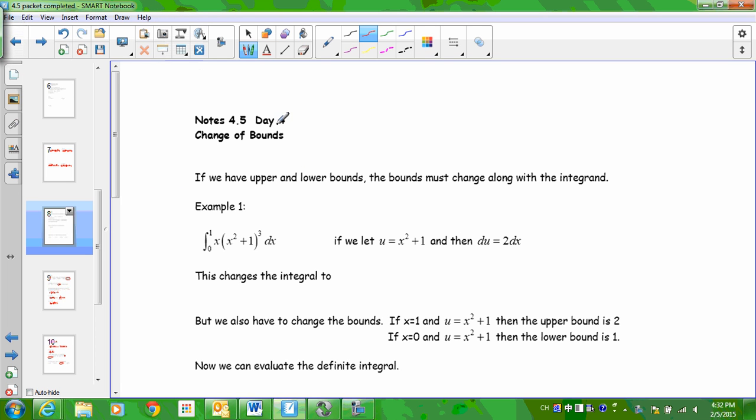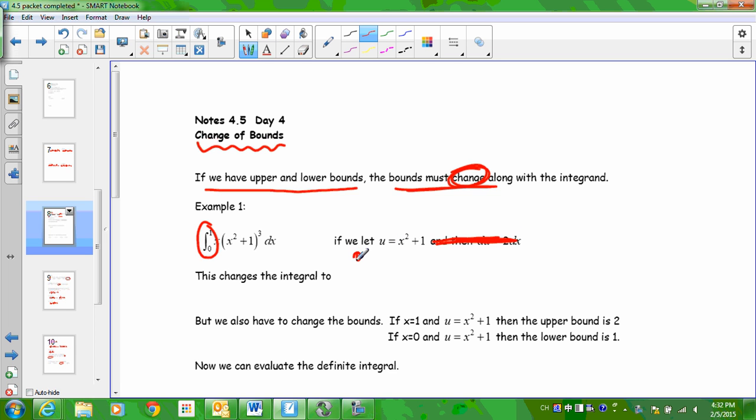Okay, so this is 4.5, day 4, change of bounds. So far, we haven't had bounds yet, but if we do, the bounds must change. Okay, so look at this example. We can see this is probably going to be a u substitution problem, and we have these bounds right there. So if we let u equal this, just scratch that out. It doesn't even make sense.